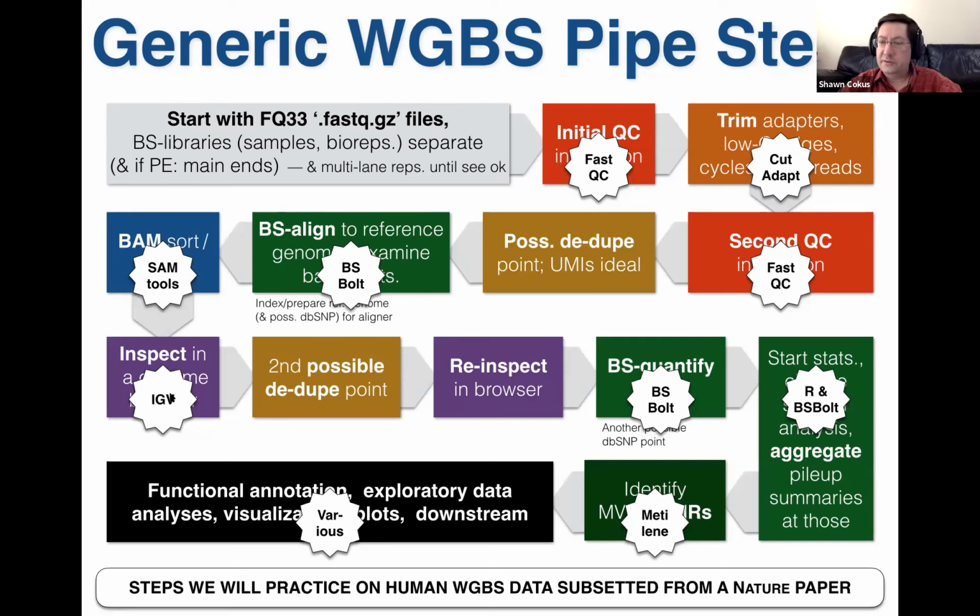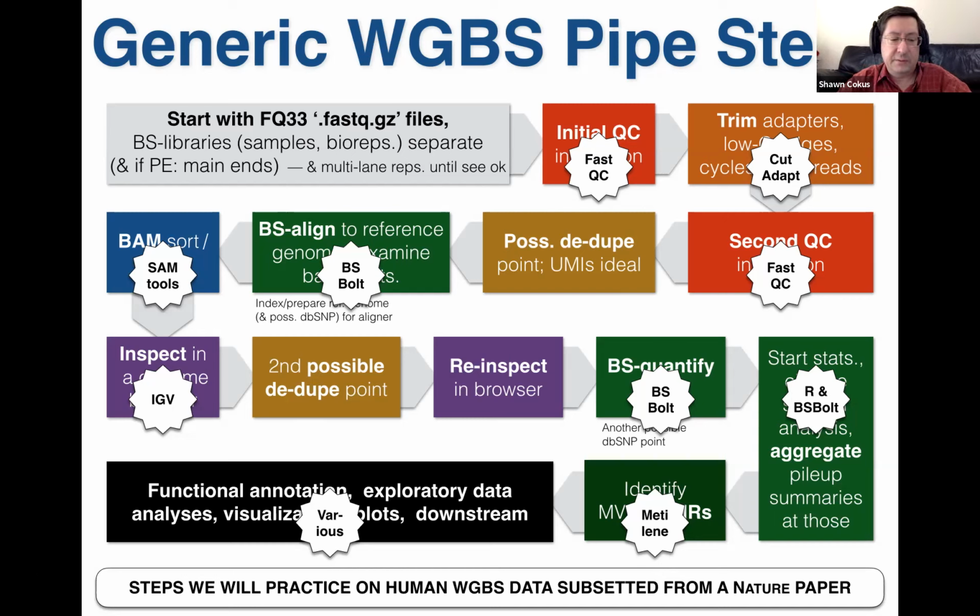IGV will be the genome browser we'll use. R, with various R packages, will be the statistical environment we do some of the statistical analyses and visualizations in. DMR calling will be with Methylation, and then various things for the functional stuff, the web tools and whatnot.